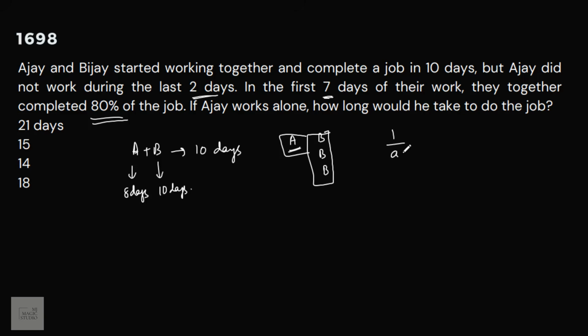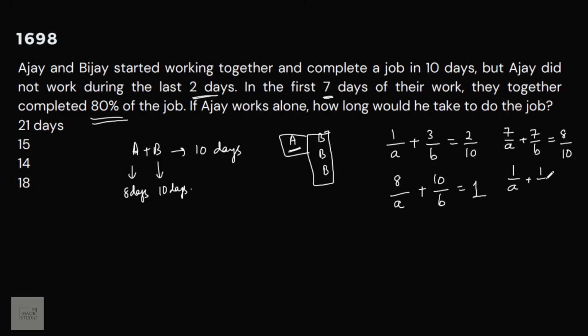That means 1-day work of A plus 3-day work of B is equal to 20% of the work. We can say it is equal to 2 by 10. And 8 days work of A plus 10 days work of B is equal to 100% of the work. Because in the first 7 days they have completed 80%, or 7 by A plus 7 by B is equal to 80% of the work. We have these equations to find the value of A.